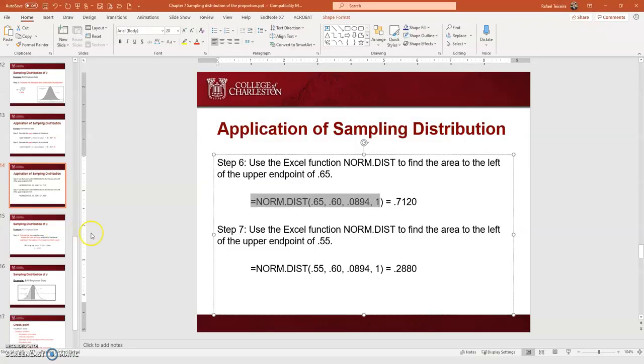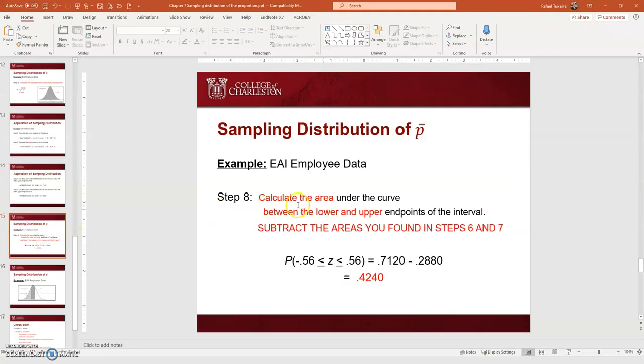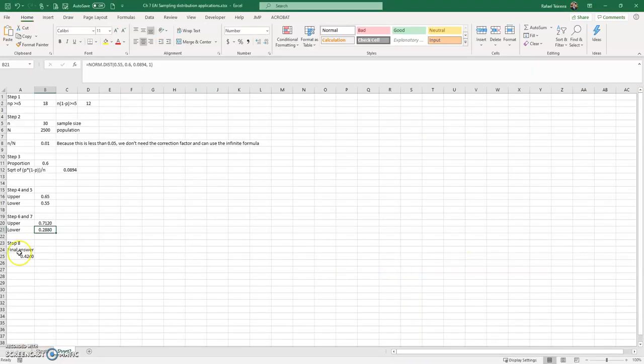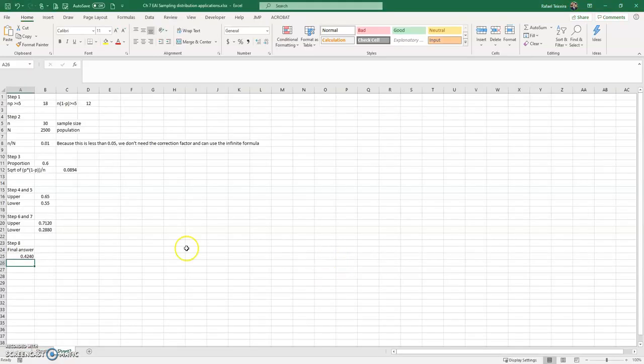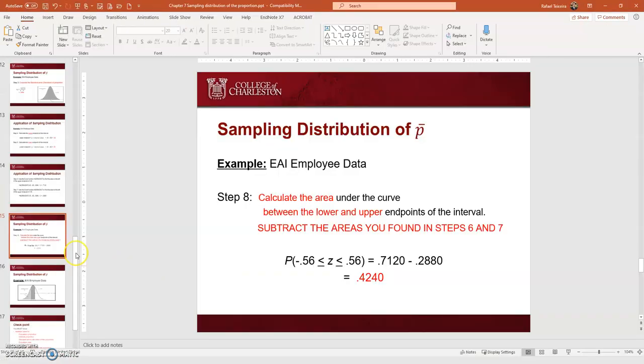Now we have to subtract one from the other. That's the last step. Calculate the area under the curve between the lower and upper endpoints, which means subtract the areas you found in steps 6 and 7. If you subtract them, which is the answer here, I could do this, equal this minus this. That's the same answer. We got it. That's the probability. That's the final answer.